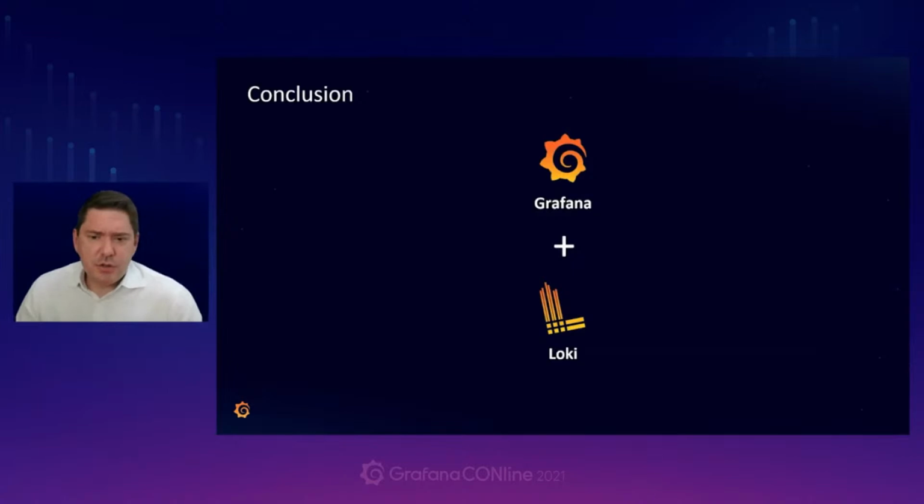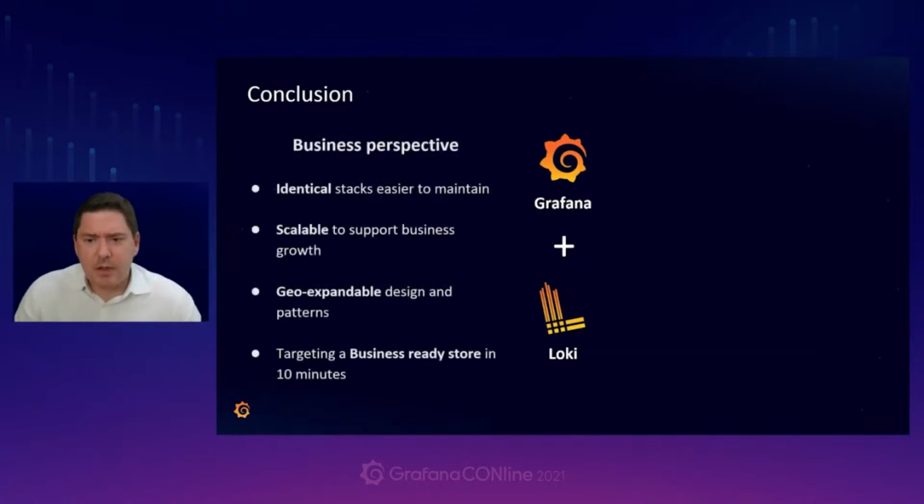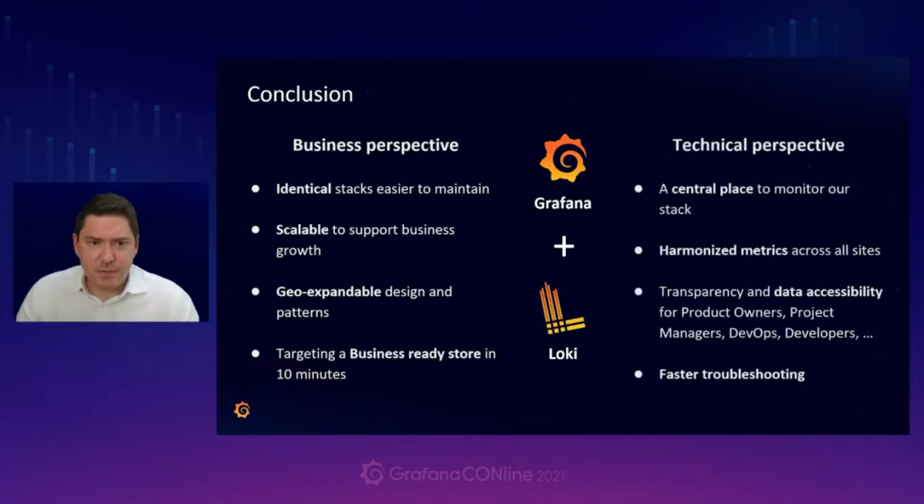So in conclusion, from a business perspective, Grafana and Loki have been helpful in having identical stacks, making it easier to maintain, a scalable infrastructure to support business growth, and geo-expandable design in any region of the world, including China mainland, and stores that can be deployed in minutes. From a technical perspective, it's a central place to monitor our stack with completely harmonized metrics across all sites, data accessible to anyone in the company, and it helps in troubleshooting faster.